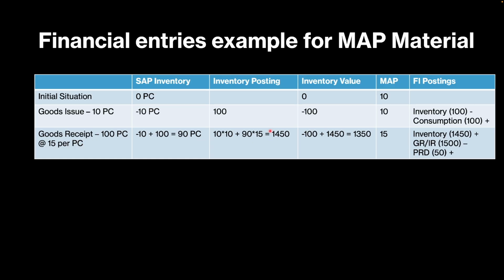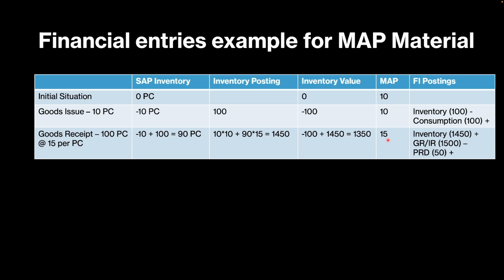And hence in this case, system calculated total inventory posting value as 1450, and when this value was added to your existing inventory value, the final inventory value became 1350 rupees, which we saw in the MB52 output. So in this way, system calculated the final value of your inventory of 90 pieces to 1350 rupees, and then changed the MAP of this material to 15 rupees. And if you go to the material master also, you can verify this moving average price.